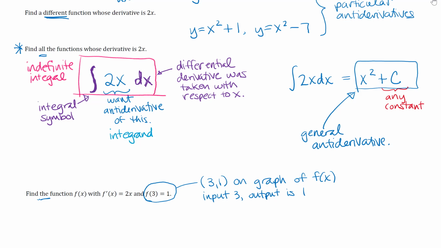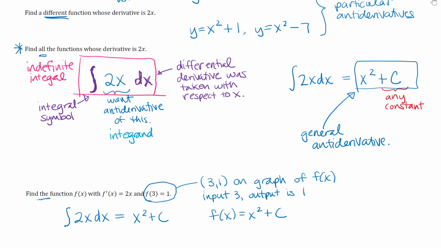All right, so one way that I might write that up is to say, first of all, I'm going to find the general antiderivative of 2x. So that would be all the functions whose derivative is 2x. That would be x squared plus c, right? So our function is going to be of the form f of x equals x squared plus c. But then I'm given this other information here that helps us identify which of these functions it actually is.